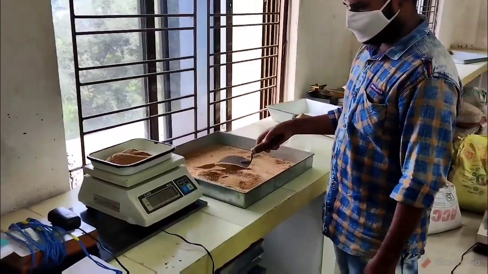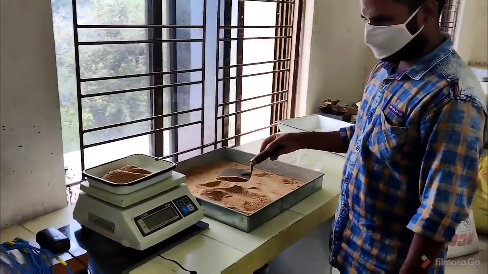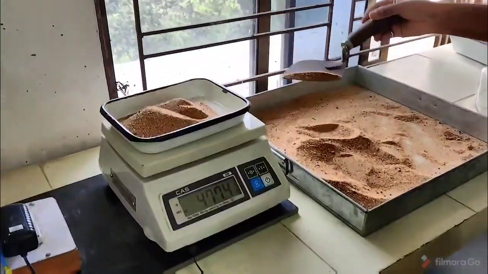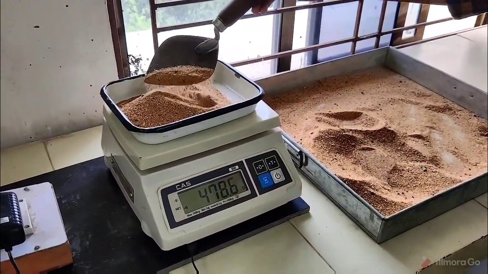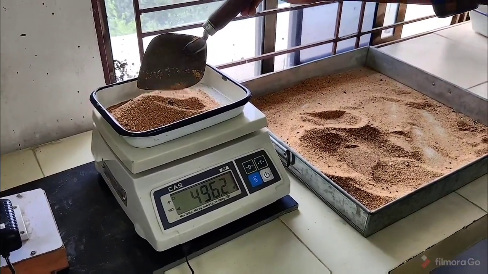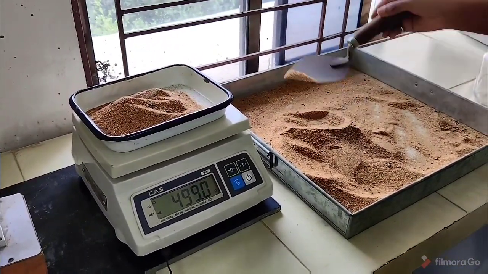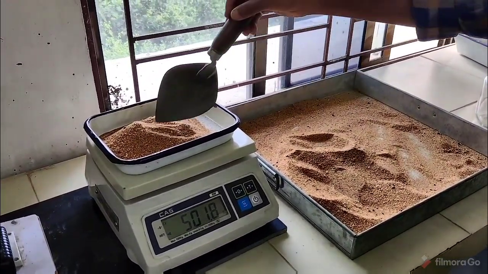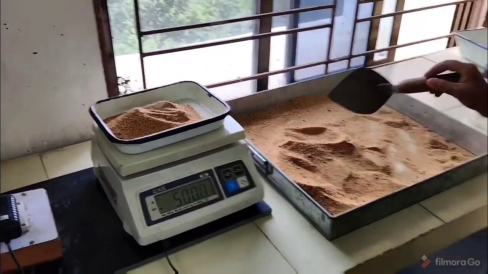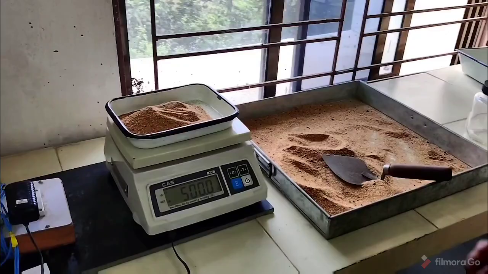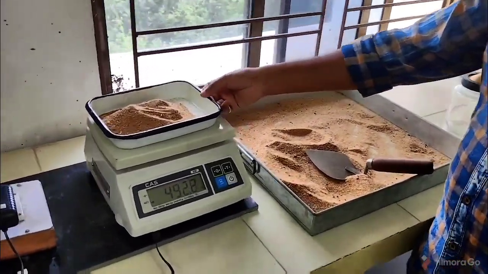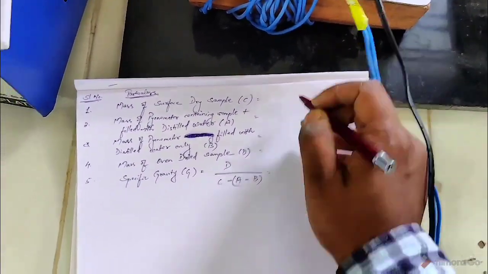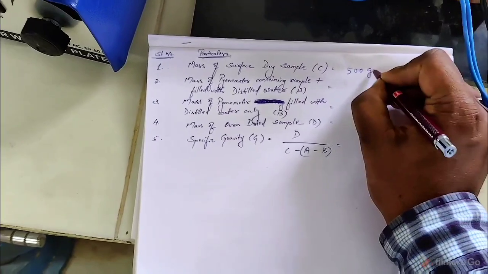Now we are weighing the saturated surface dry sand. We will take 500 grams of sand. We are already weighing. Okay, exact. This 500 grams of saturated surface dry sand, we can note it down right now. We have a tabulation. Mass of surface dry sample is 500 grams.